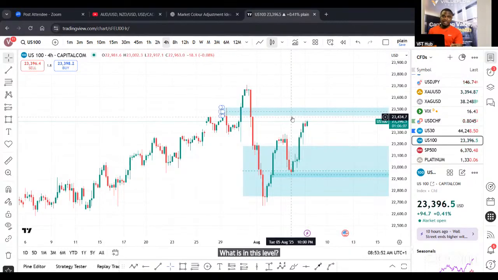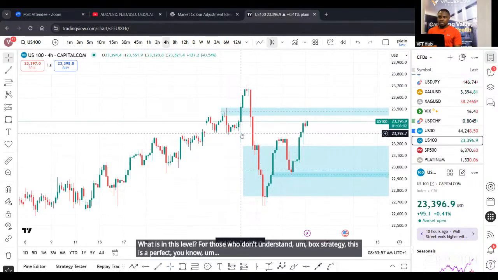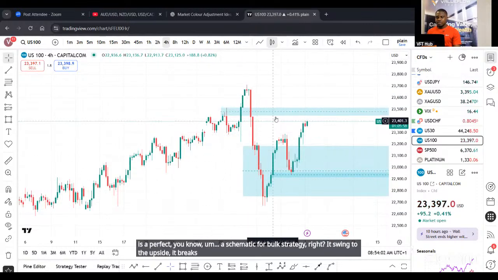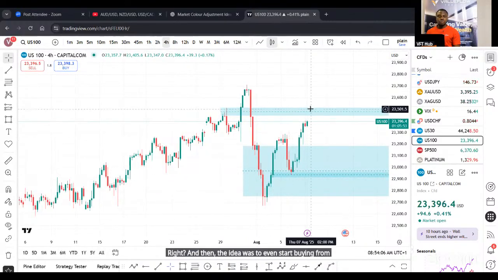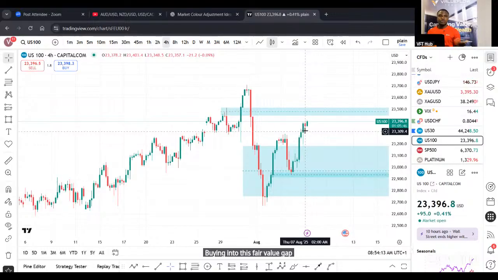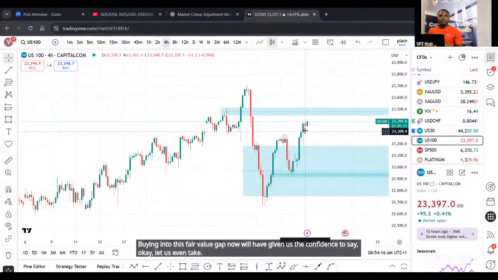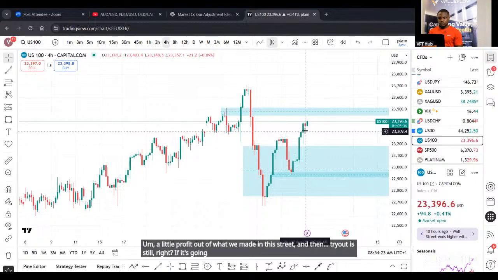For those that understand box strategy, this is a perfect schematic for box strategy, right? It sweeps to the upside, it breaks to the downside, and then a retest, right? And then the idea was to even start buying from this zone into this fair value gap, because buying into this fair value gap now will have given us the confidence to say, okay, let us even take a little profit out of what we made in this trade and then try out to sell, right? If it's going to start selling from that zone, scaling down into even 3 minutes, 5 minutes, right?